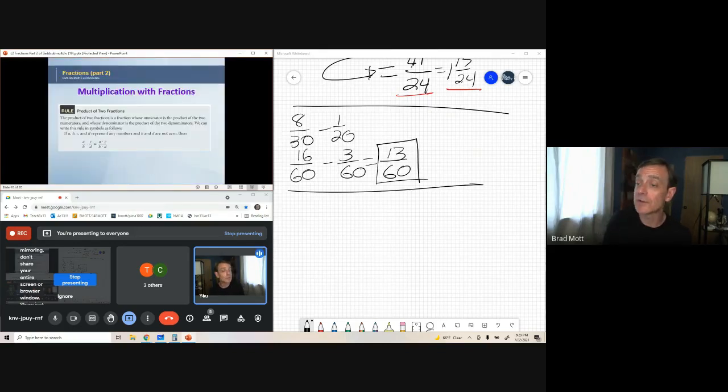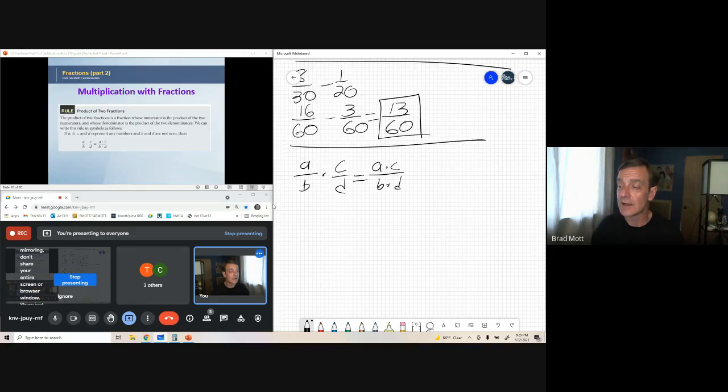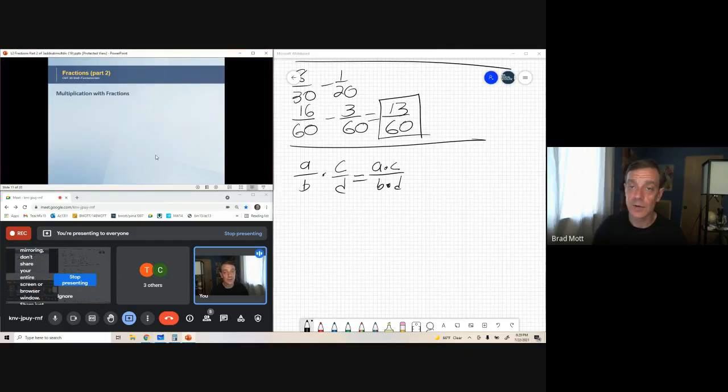So now let's multiply our fractions. So written simply with variables, A over B times C over D is the same as A times C over B times D. Super simple. I want you to turn the A's and B's into actual numbers.